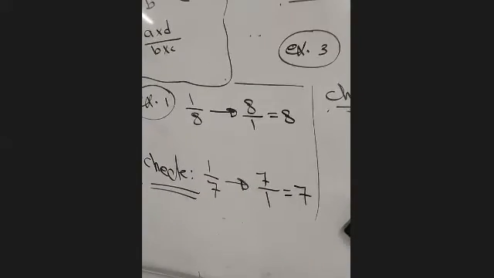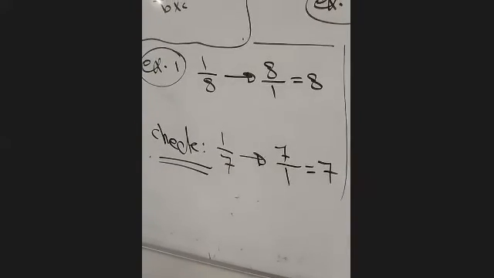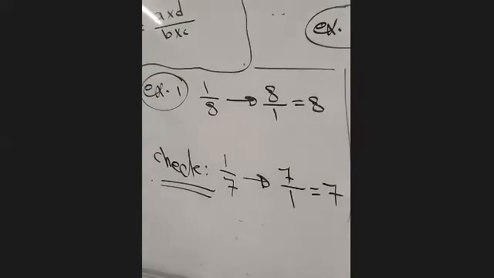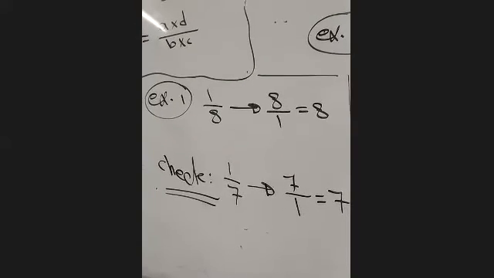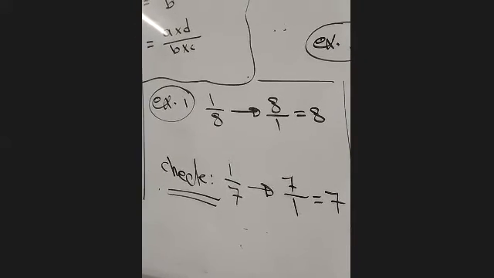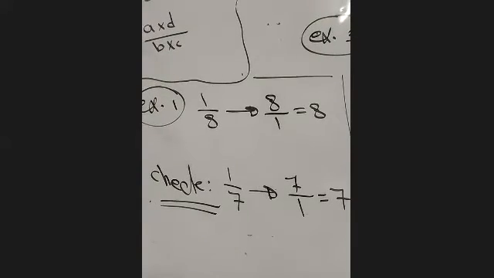Mr., if we have 1/7, we will put an arrow to 7/1. If the question wants what? When do we do that? Read the check under example 1. Find the reciprocal of the number. Find what? The reciprocal.